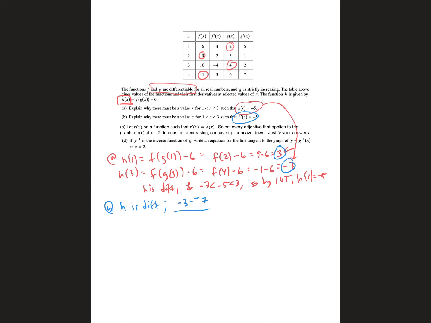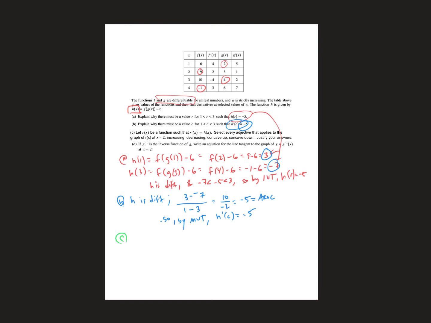not a negative 3, it's a 3. There we go. Over the x values. That's 10 over negative 2, which is negative 5. So we were looking for h prime to be negative 5. The AROC is that. So by the mean value theorem, the derivative must equal negative 5.